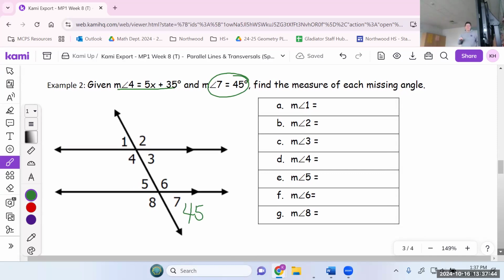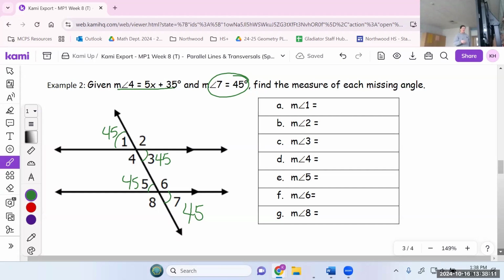I actually could find all of these. I could do it all, right? We've got 7 is going to match 5. They're vertical angles, so that's 45. 5 and 3 are alternate interior. It's 45. 1 and 3 are vertical, another 45. All right.